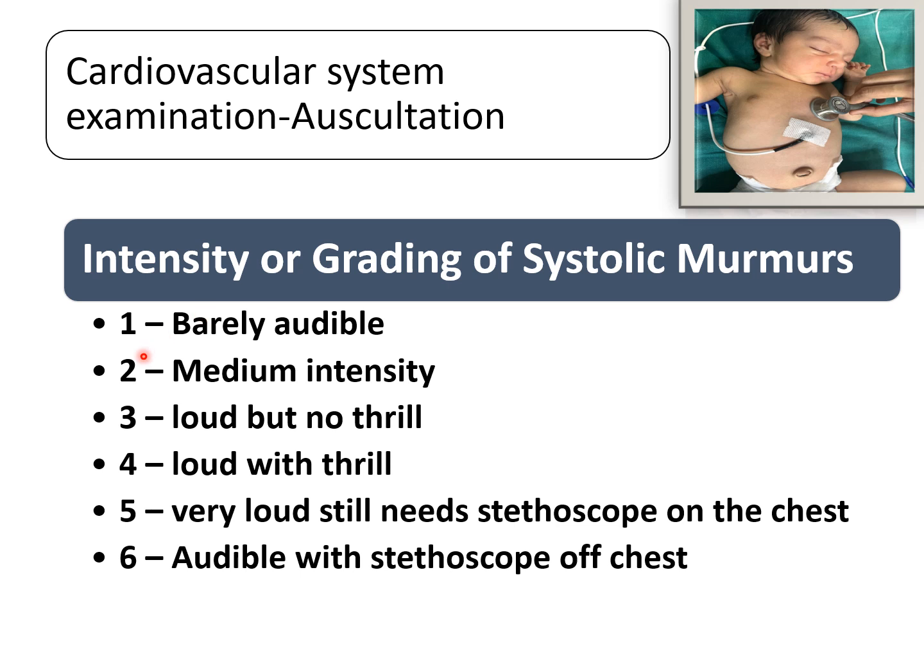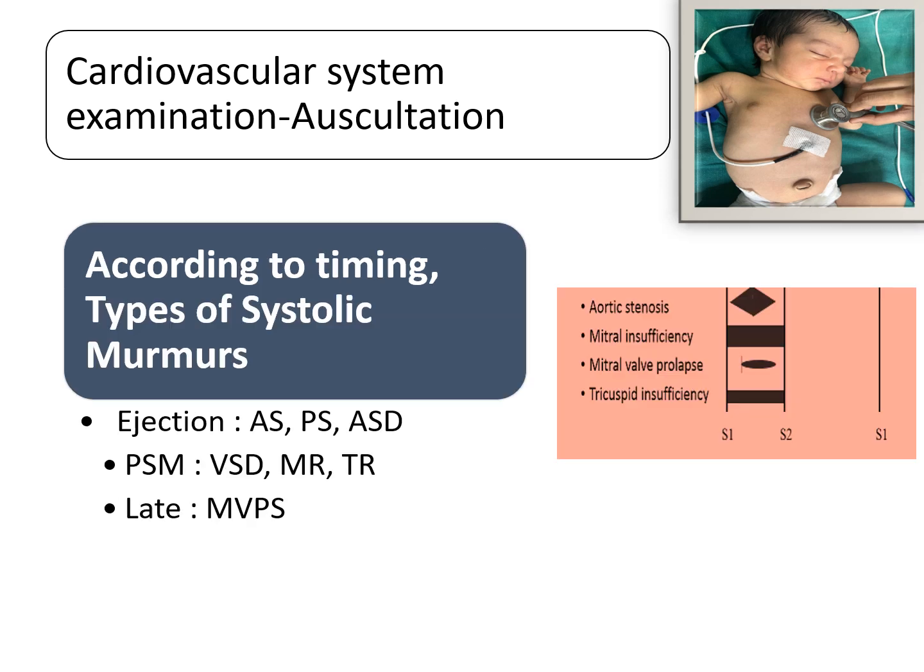Grade 1 is when it is barely audible. Grade 2 is medium intensity. Grade 3 is loud but there is no palpable thrill. Grade 4 is loud with thrill, meaning during palpation you also feel the vibration of the murmur. Grade 5 is very loud, but still needs the stethoscope on the chest. Grade 6 is audible even with the stethoscope off the chest.